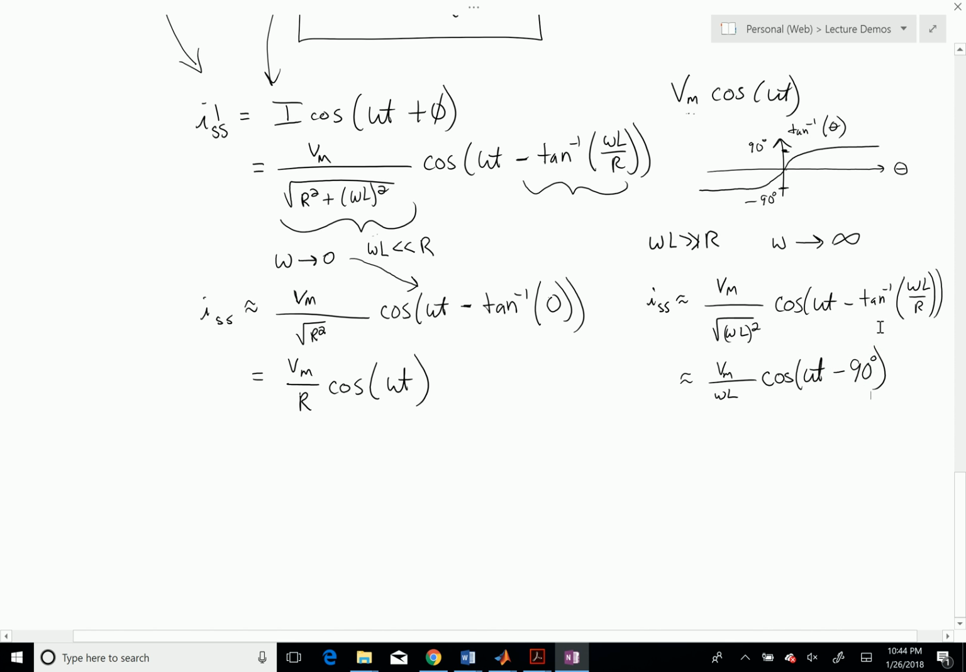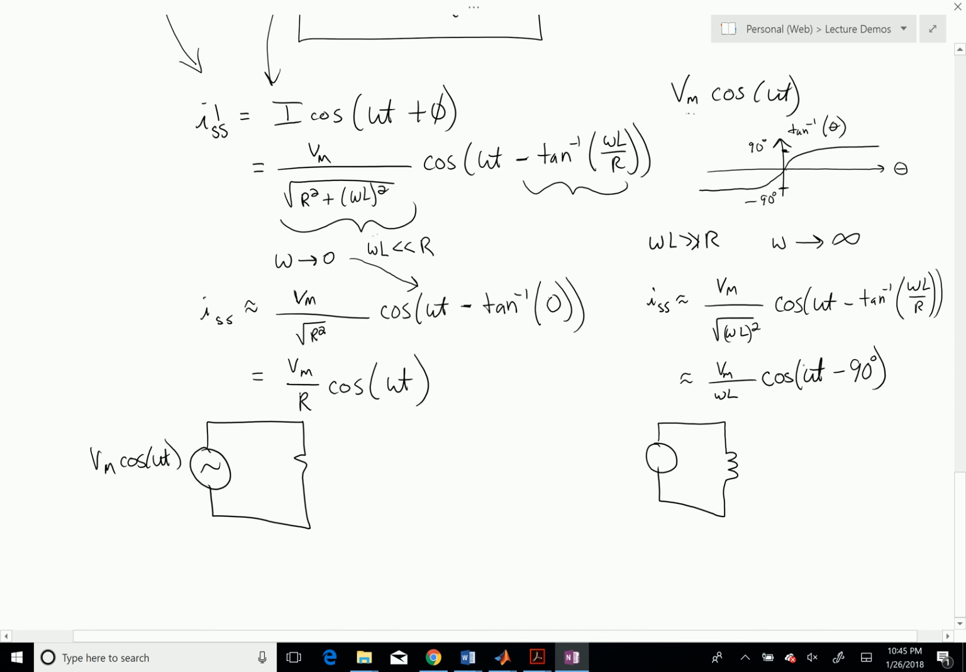The important meaning of this is that when omega L is tiny, meaning the frequency is low or the inductor is small, it looks like my circuit is just a resistor. The current that I get is just like what I would get if I had a resistor. In other words, this looks like the same current I would get if I had this Vm cosine omega t and an R like this. And this looks like the result that I would get if I have just an inductor.